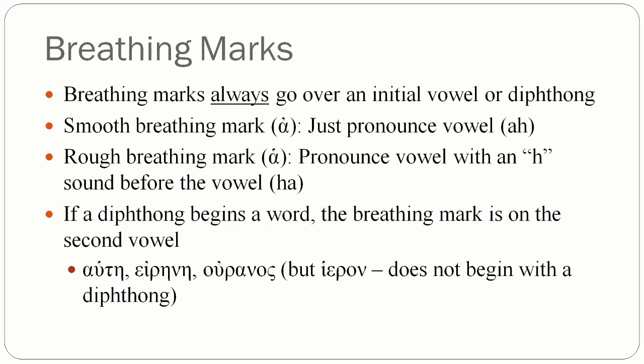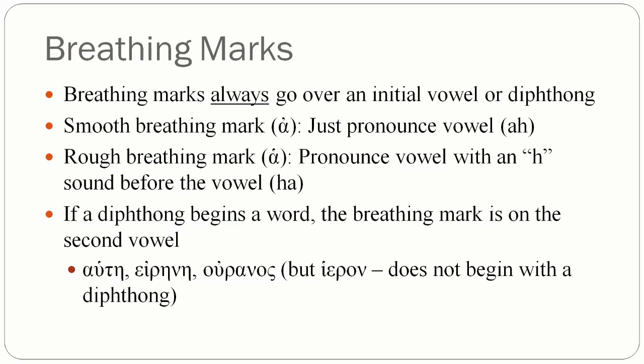Ha. If this is a rough breathing mark with an omicron, it would be ho. Rough breathing mark with an iota, it would be hi. A rough breathing mark over a diphthong, something like the diphthong omicron upsilon, which normally says oo, with a rough breathing mark, that would be hoo.